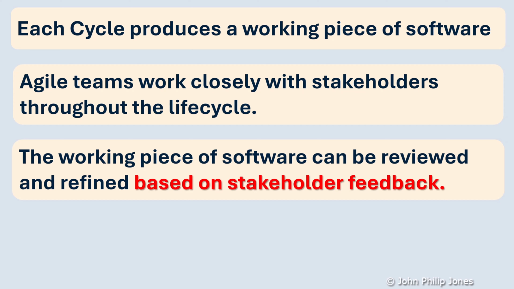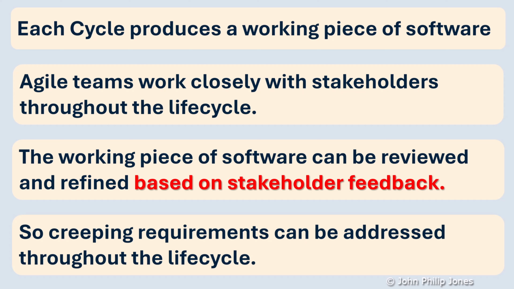The working piece of software can be reviewed and refined based on stakeholder feedback, which is essential. So we will not get any surprises. At the end of the project, when the software is finished, we won't have the situation where they turn around and say, well, it doesn't do everything we thought it was going to do, because of those creeping requirements we've discussed already. So the Agile approach is designed to address that possible problem. So we can say creeping requirements can be addressed throughout the life cycle.